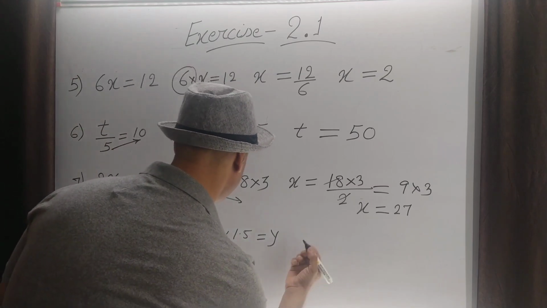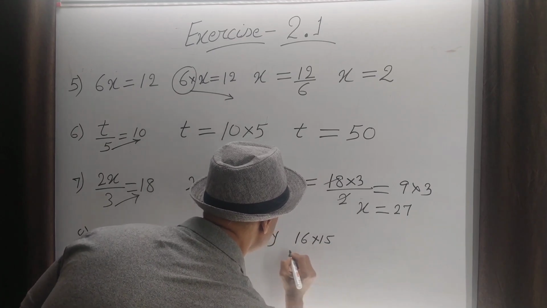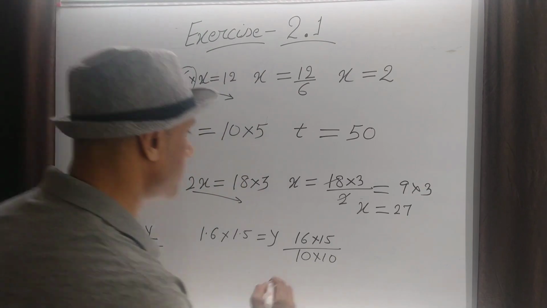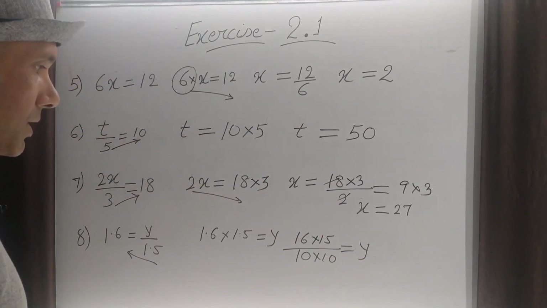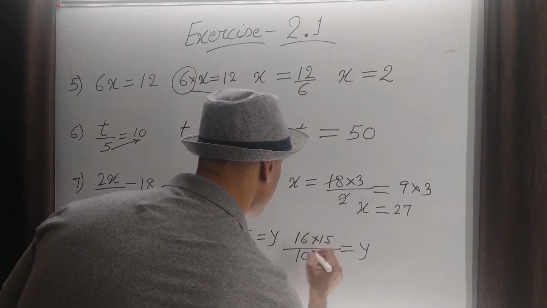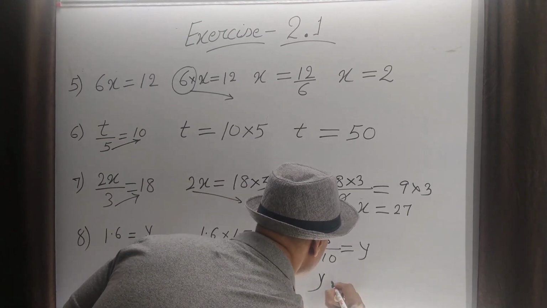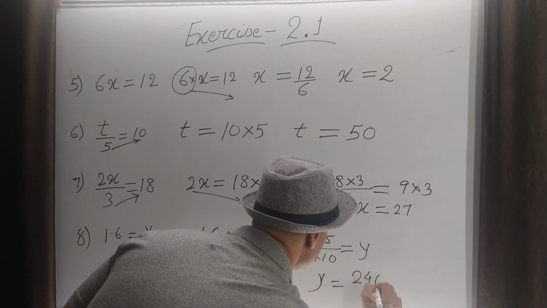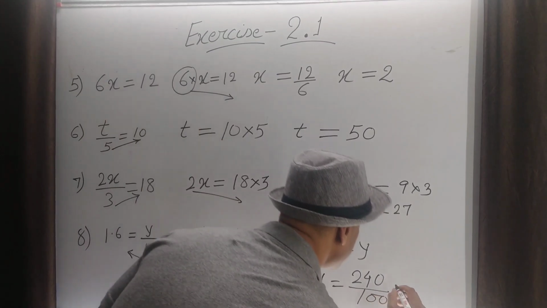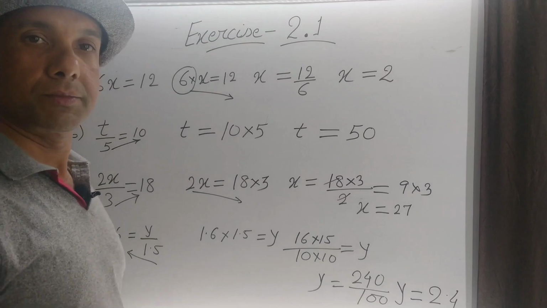Let's do it in a simpler form. We can write this as 16 into 15 divided by 10 into 10. This equals y. So 16 into 15 is 240, and this becomes y is equal to 240 divided by 100. That means y is equal to 2.4. Understood?